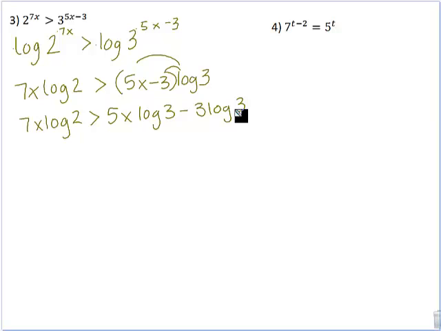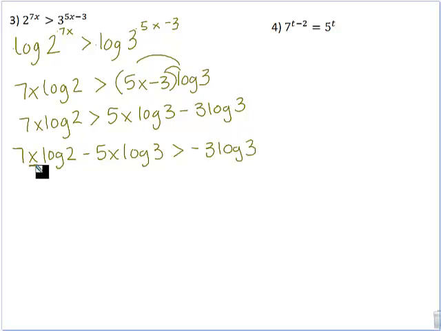Now to get our x's on the same side, we'll have to subtract our 5x log of 3 over. So we will have 7x log of 2 minus 5x log of 3 is greater than negative 3 log of 3.